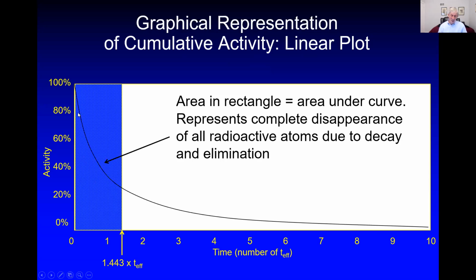If you integrate under the curve here, if you measure the area under this curve, this blue rectangle has identically the same amount of area as the area under the curve. And look where this rectangle falls out: 1.443 times the T effective. That's the mean effective life. And so this is giving you a sense of the microcurie hours, how long it took and how much activity decayed for the complete disappearance to take place.